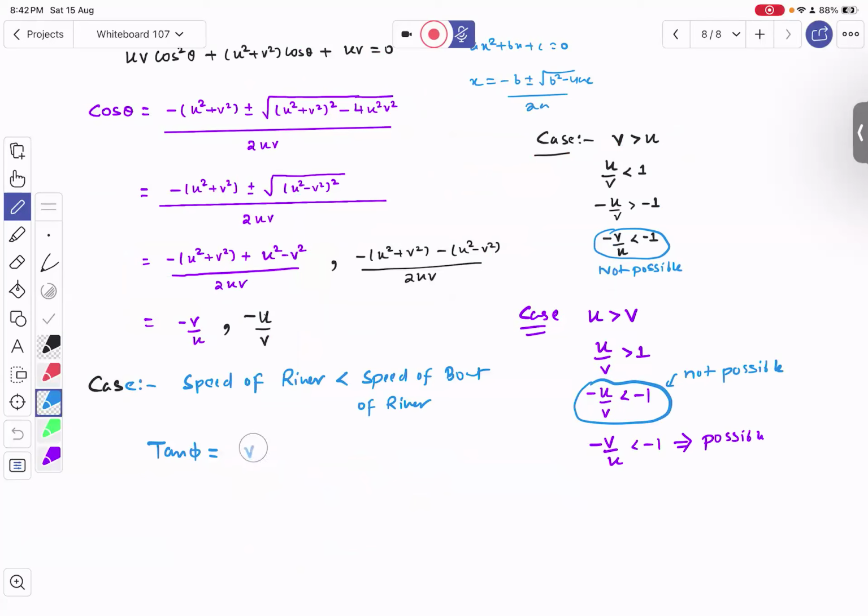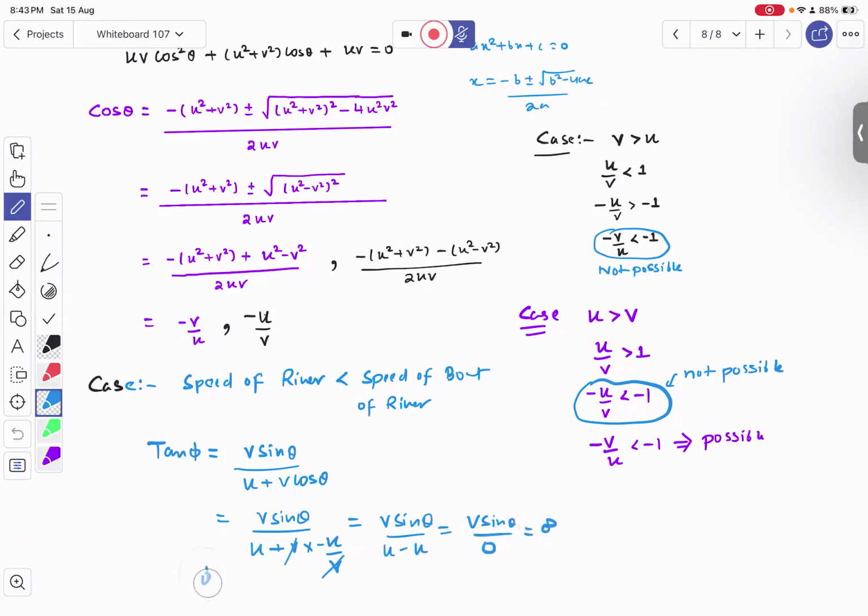Tan phi was equal to how much? V sine theta by u plus v cos theta. But what is the cos theta value? I will insert that. It will be u plus v into minus of u by v. So v is gone. What do we get? V sine theta by u minus u. What answer comes? By 0, so infinity. So tan phi infinity means phi is how much? Pi by 2. Correct.